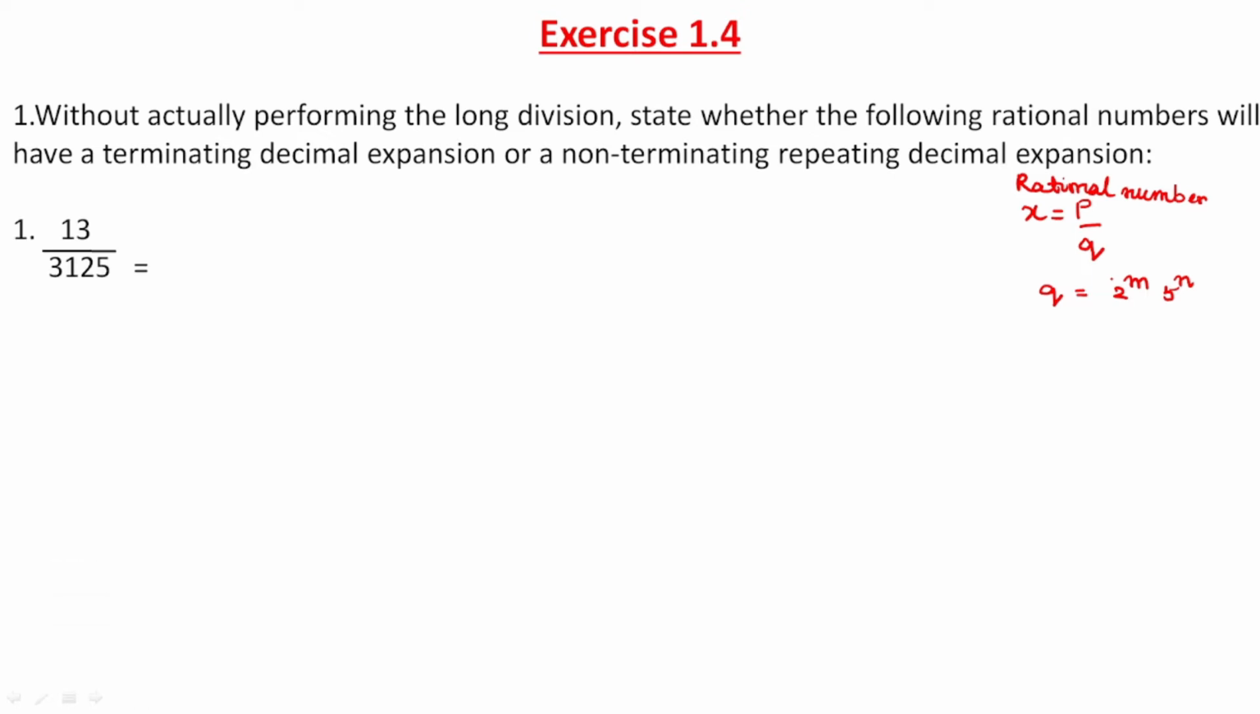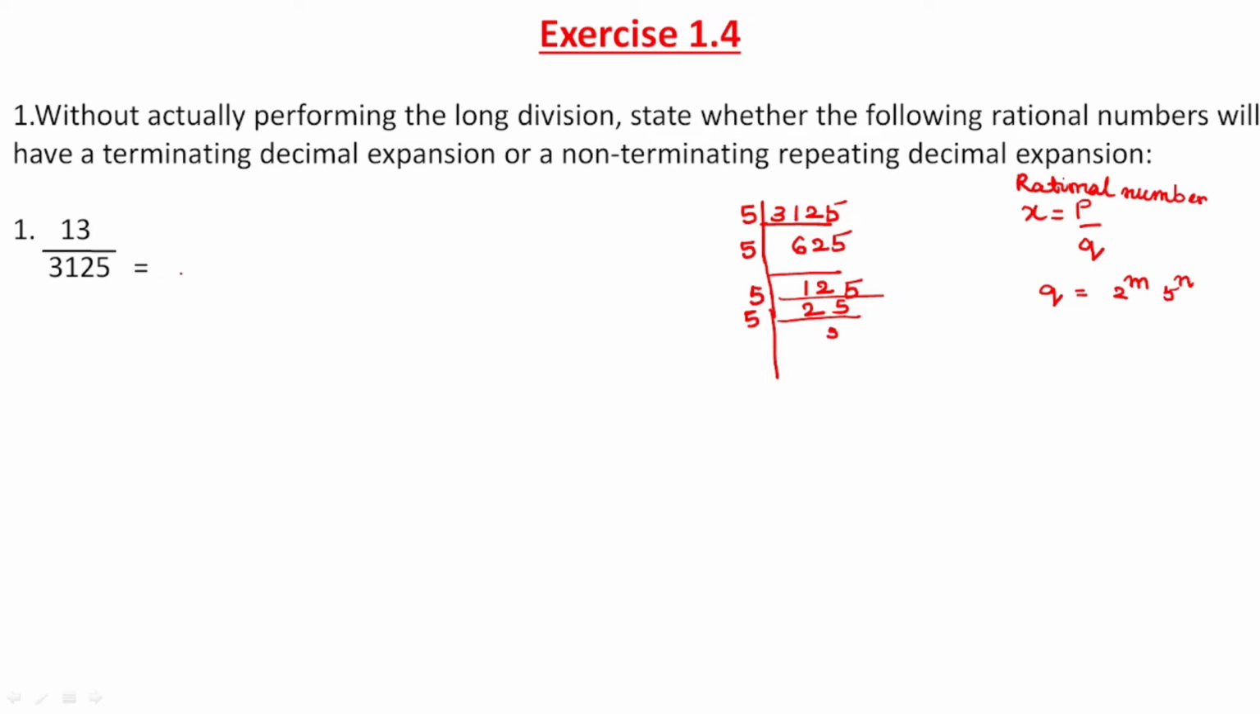Looking at the first question, 13 upon 3125. Let us look at the prime factorization of 3125. Because it has 5 in the ones place, it can be factorized by 5. So 5 6s are 30, you get 12, 5 2s are 10, 5 5s are 25, and 5, like this.